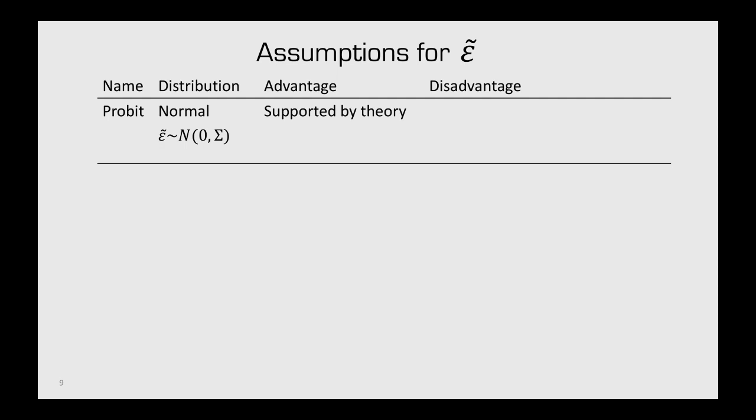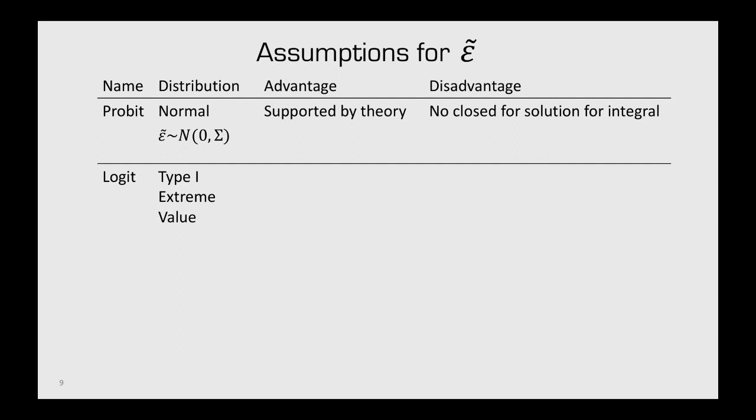And the advantage of this is that there's a lot of theoretical reasons why this might be a good choice. But the disadvantage is that there's no closed form solution. That really nasty integral that we would have to solve gets even nastier when you put in a normal distribution for the joint probability distribution function. So another option is known as the Logit model, where we use a type 1 extreme value distribution.